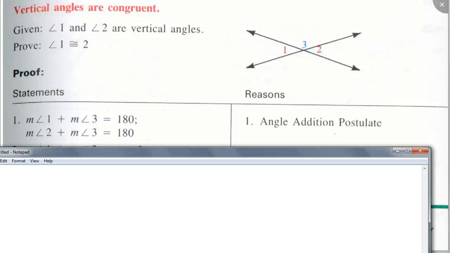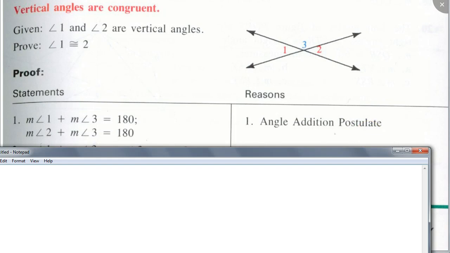If I did tell you that they are supplementary, then yes, you could use this, right? Then you could say, oh, if angle 1 and 3 are supplementary, then of course 1 plus 3 is 180. But I haven't told you this. So from this picture, the only thing you could say here is because of the angle addition postulate. If I were you, I would write down the second part, just to kind of remind you, right?